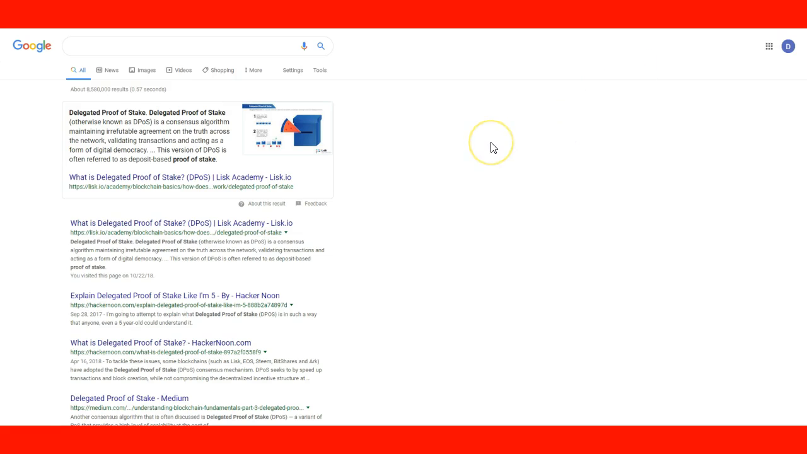But there's also delegated proof of stake, and delegated proof of stake is a consensus algorithm maintaining an irrefutable argument on the truth across the network, validating transactions and acting as a form of digital democracy. The version of delegated proof of stake is often referred to as deposit-based proof of stake. So basically, in layman's terms, delegated proof of stake is the same as proof of stake, except you take your coins, put them in your wallet, and based on the requirements of that wallet, you vote for a delegate.